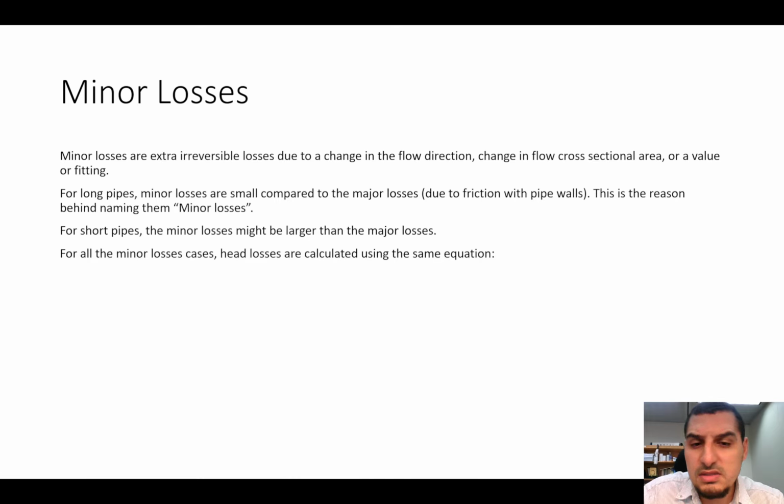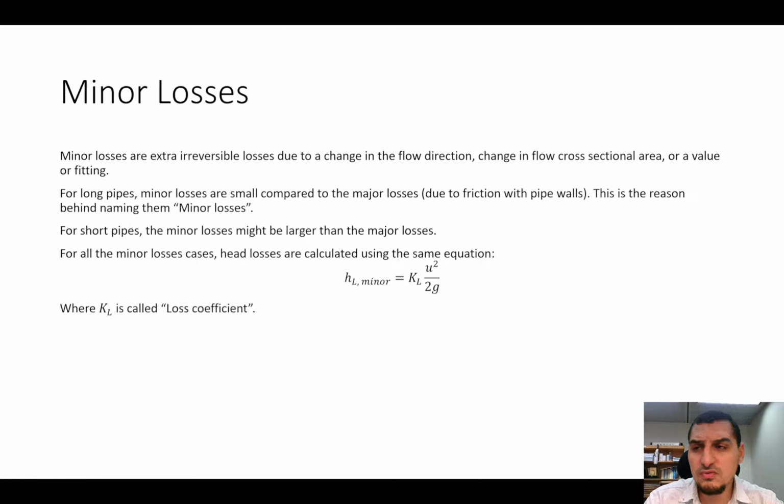For all minor losses, and this is good news, the minor losses equation is very simple. It is calculated as follows: KL multiplied by U square over 2g. So U square over 2g is the same as the U square over 2g that we used in Darcy's equation. The KL is called the loss coefficient, so it's a characteristic parameter for each source of minor losses. We said it can be due to the change in the flow direction, the change in the cross-section area, whatever the reason.